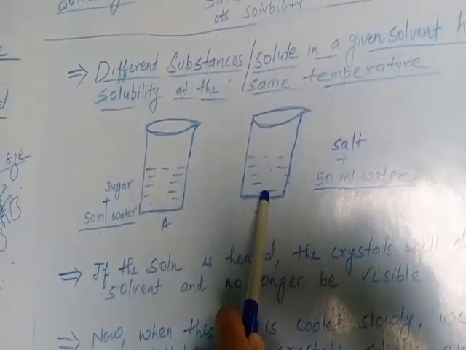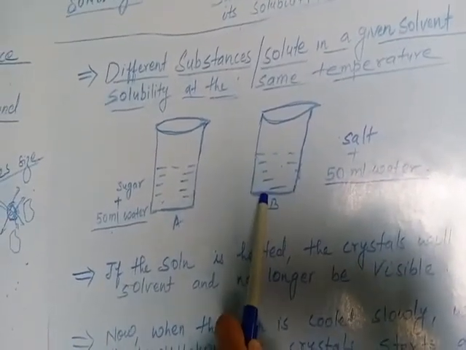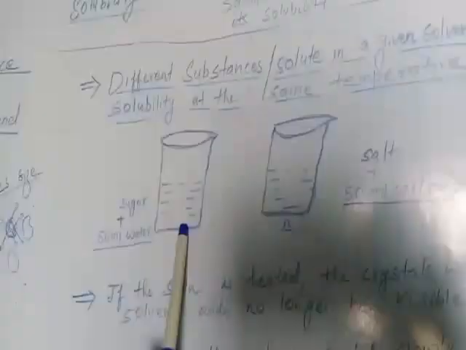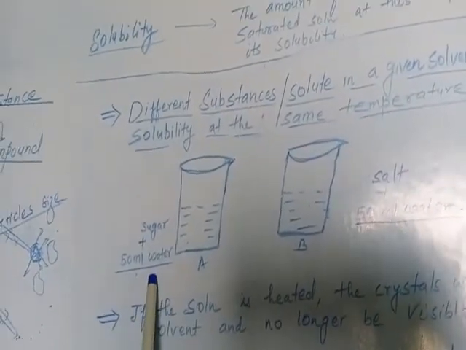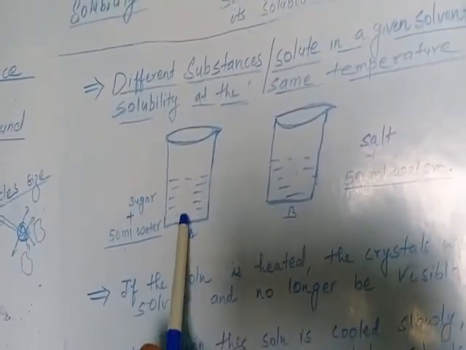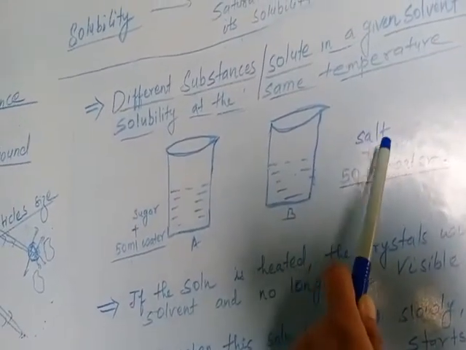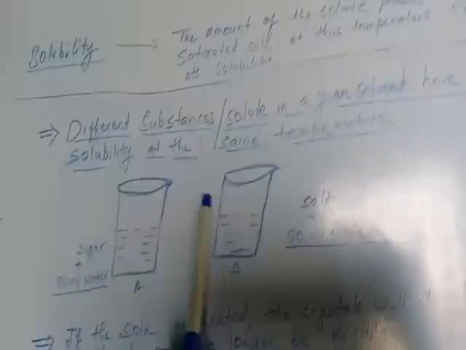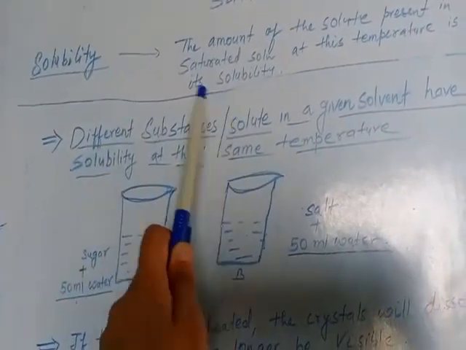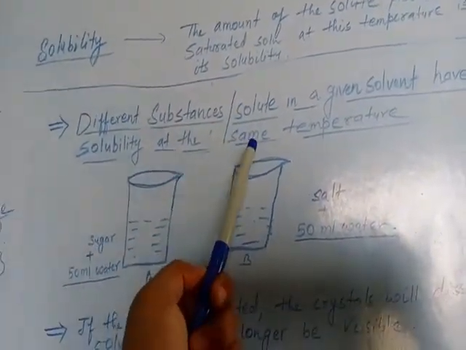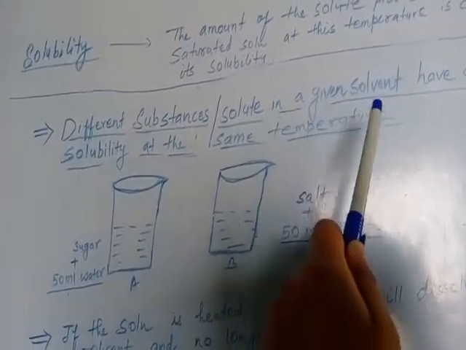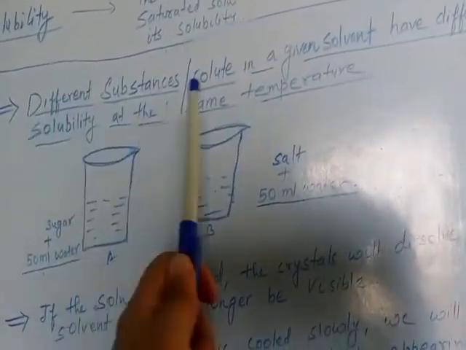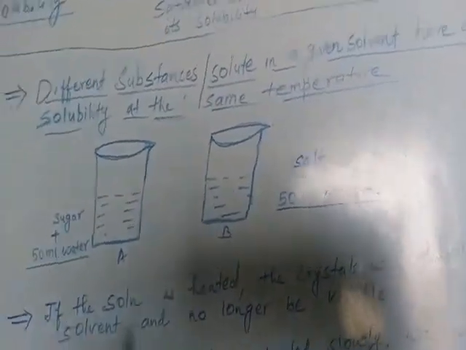So from this observation we can say that the solubility of the sugar in 50 ml of water at a given temperature is more than the solubility of salt crystal in 50 ml of water at the same temperature. That's why it is said that different solutes, like salt or sugar, in a given solvent, that is water, have different solubility at the same temperature.